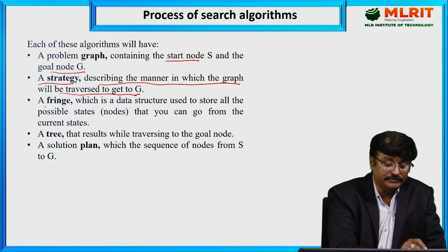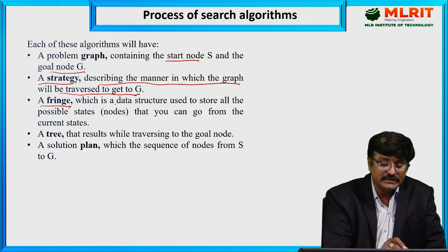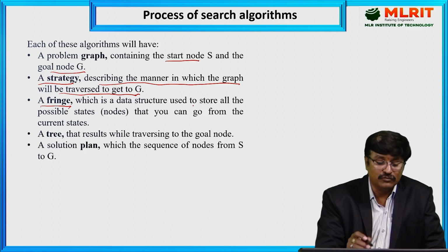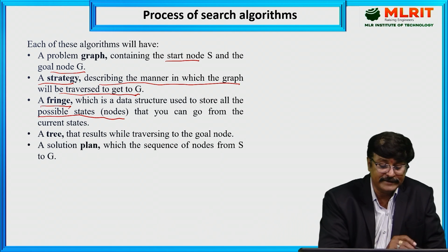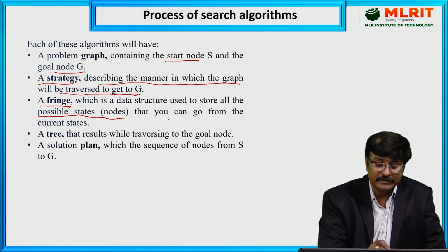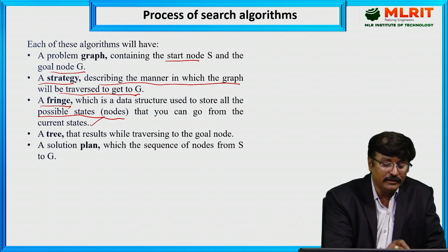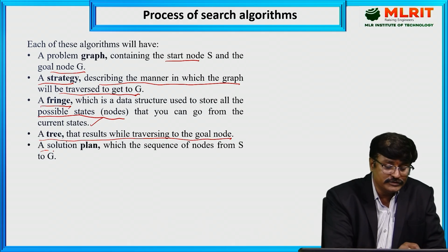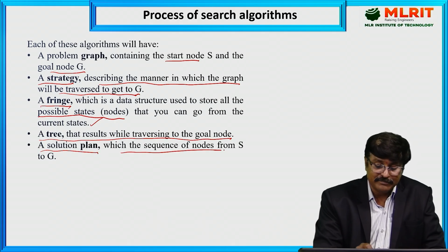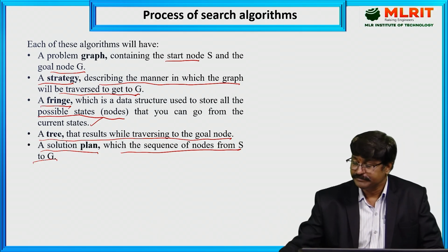A fringe, that is the important parameter, which is the data structure used to store all the possible states. Whatever possible nodes information you are storing is called the fringe data structure, so that you can go from the current state to the goal state; all the information you are keeping in that fringe. Then a tree that results while traversing to the goal node. A solution plan, which is the sequence of nodes from S to G, showing how we are approaching based on this strategy.